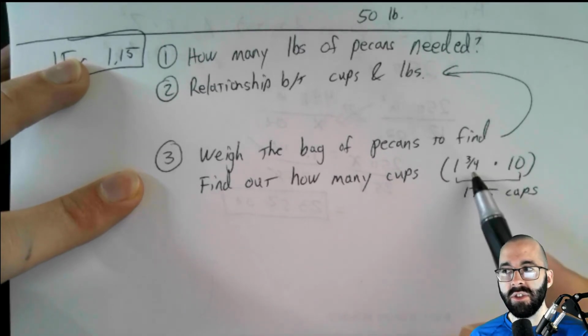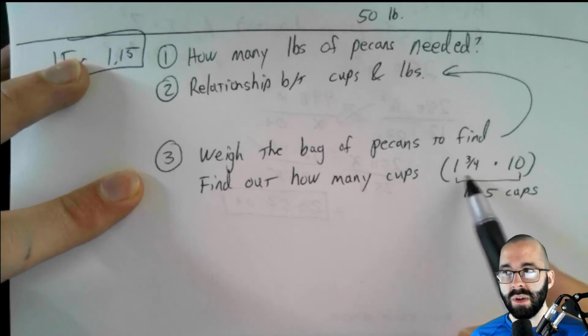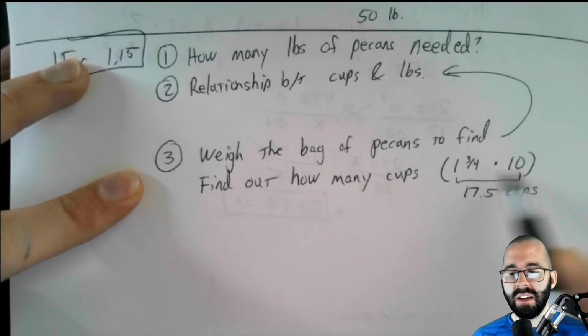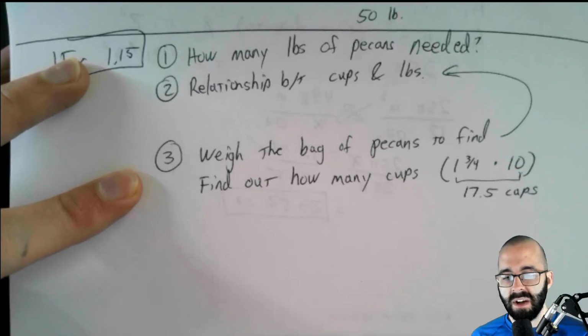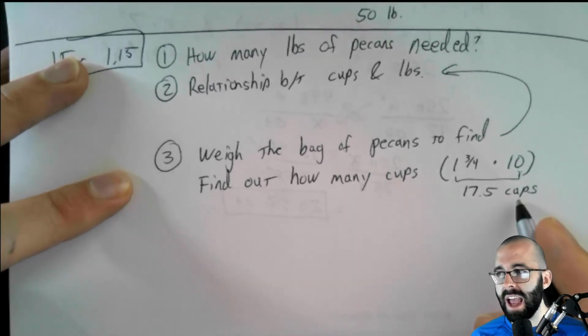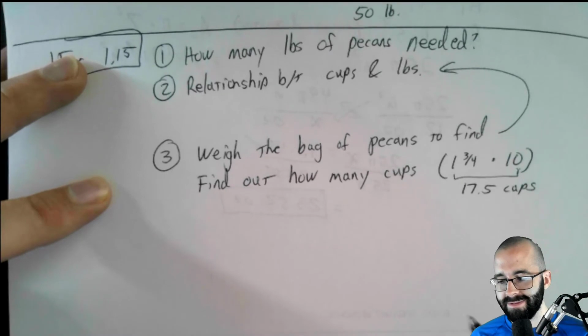This is 7/4, or this is 1 3/4. This is 1.75. So times 10 is going to be 17.5. That doesn't say cap. That says cups.